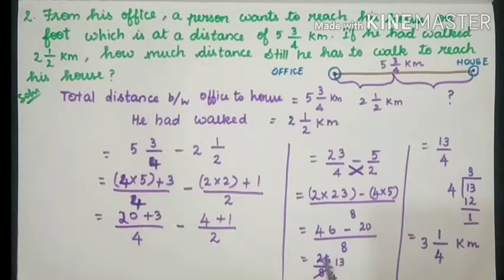46 minus 20 is equal to what? 26 divided by 8. After cancellation with the 2 table, you will get the answer as 13 by 4. Then you have to change this into a mixed fraction. That is 1 by 4 kilometer. To reach his house, he has to walk 1 by 4 kilometer.